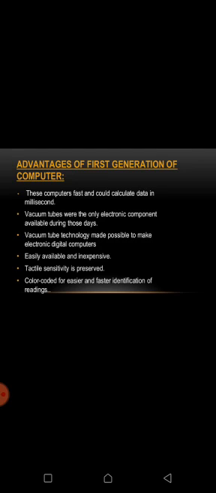Advantages of first generation computers. These computers were fast and could calculate data in milliseconds. Vacuum tubes were the only electronic component available during those days. Vacuum tube technology made it possible to make electronic signal digital computers. Easily available and inexpensive. Tactile sensitivity is preserved. Color coded for easier and faster identification of readings.